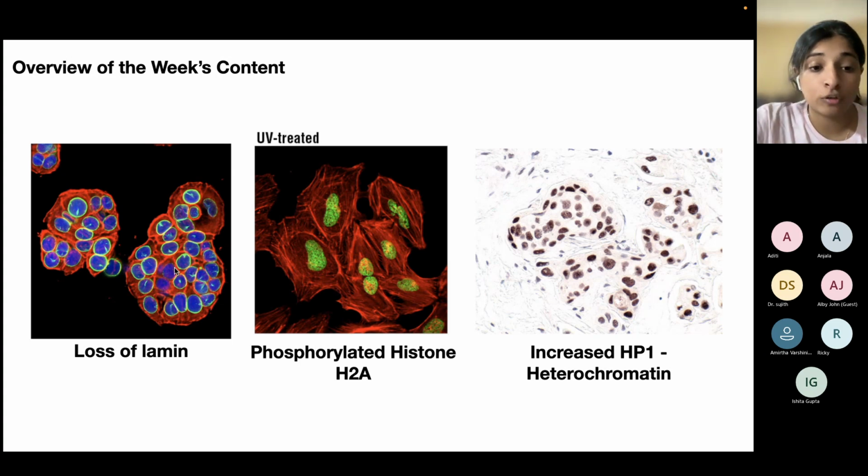So it is seen that because of loss of chromatin organization, many of these cells have loss of lamin. Here we can see that these cells in the middle have completely lost the lamin signal. And there are other groups of cells which have a very low intensity of lamin. Maybe they are just initiating their loss of lamin.